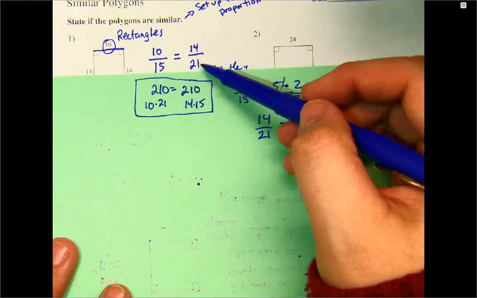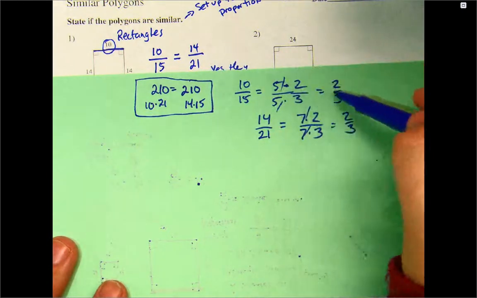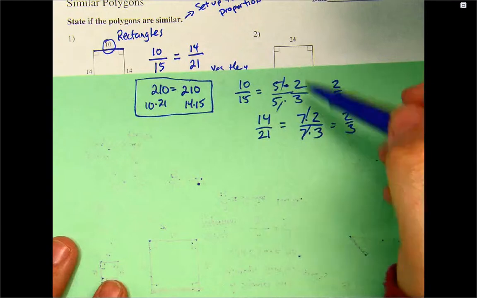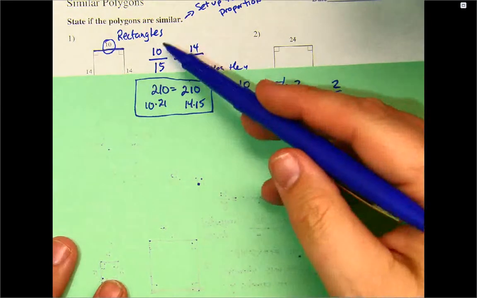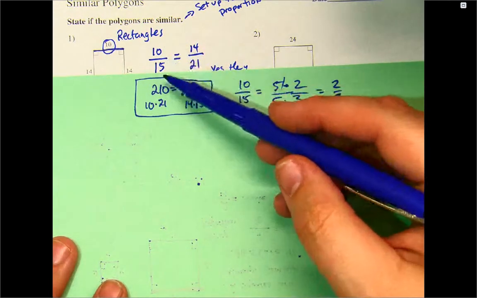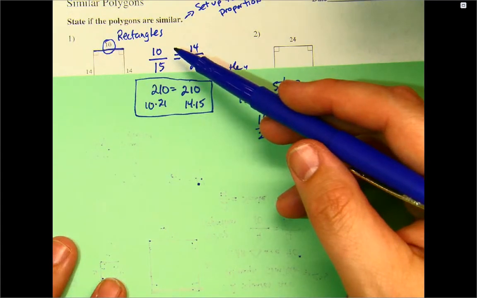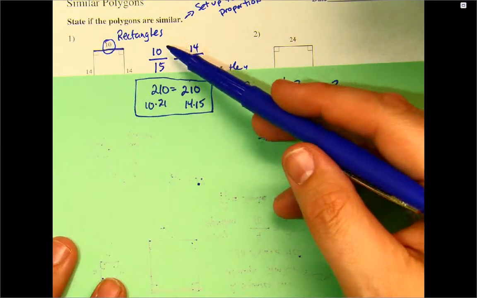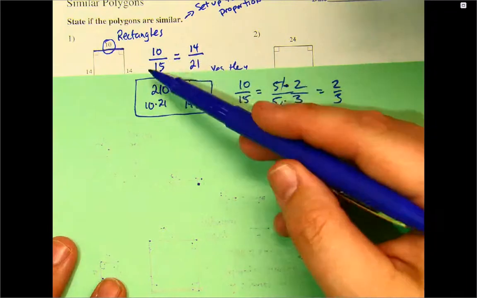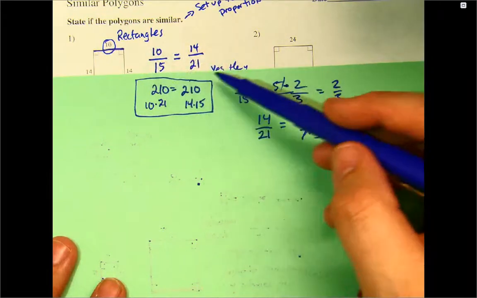Or you can do this. If you're in a non-calculator type of situation, 10 divided by 15 might be a little bit more difficult for you because you have to do some long division and you might not want to do that. So you might want to look at reducing fractions or just doing a quick cross product, because the cross product should be equal to each other.